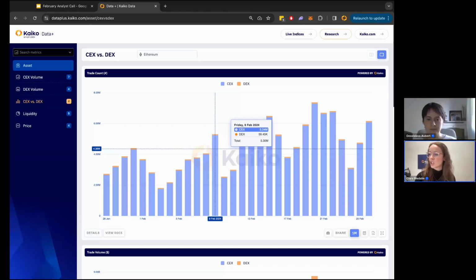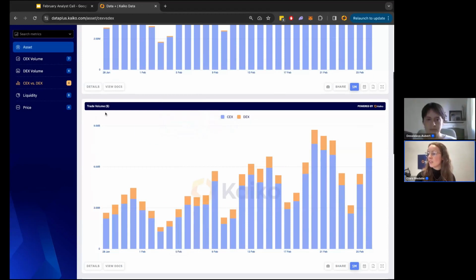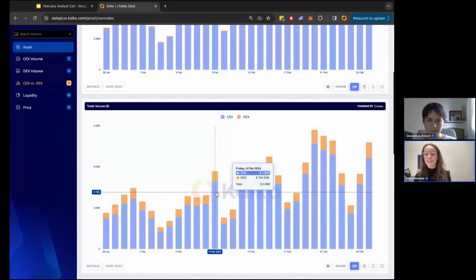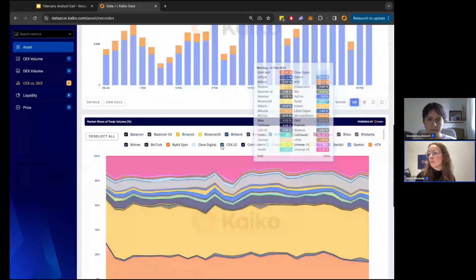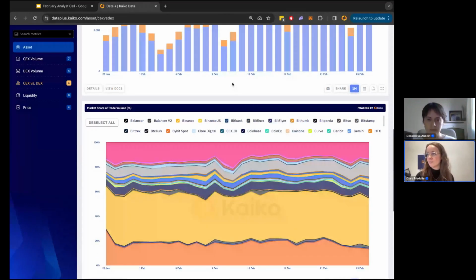trades on centralized exchanges. And if you look at the dollar value of that in trade volume, you notice a similar trend. It's slightly bigger because of the average trade size on DEXs, but overall, there's a lot more volume on centralized exchanges. And here you can actually compare the market share of volume. If you are trading on both centralized and decentralized exchanges, this is useful.